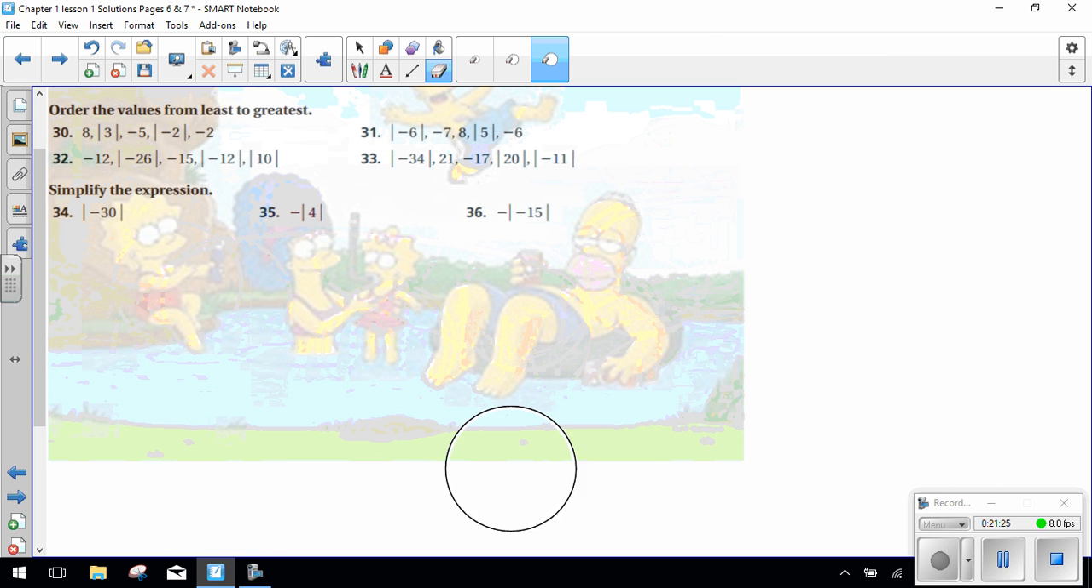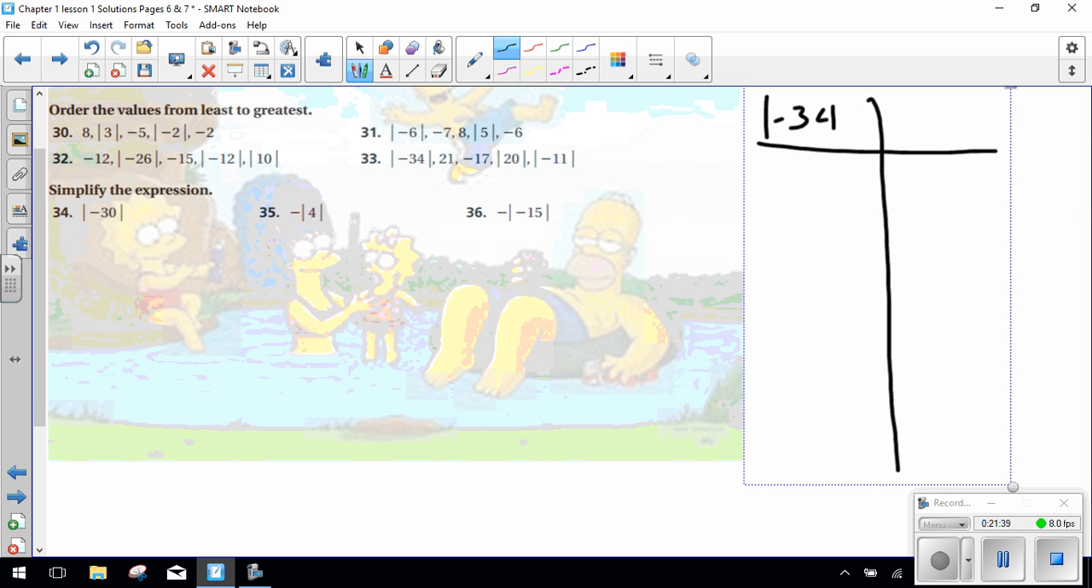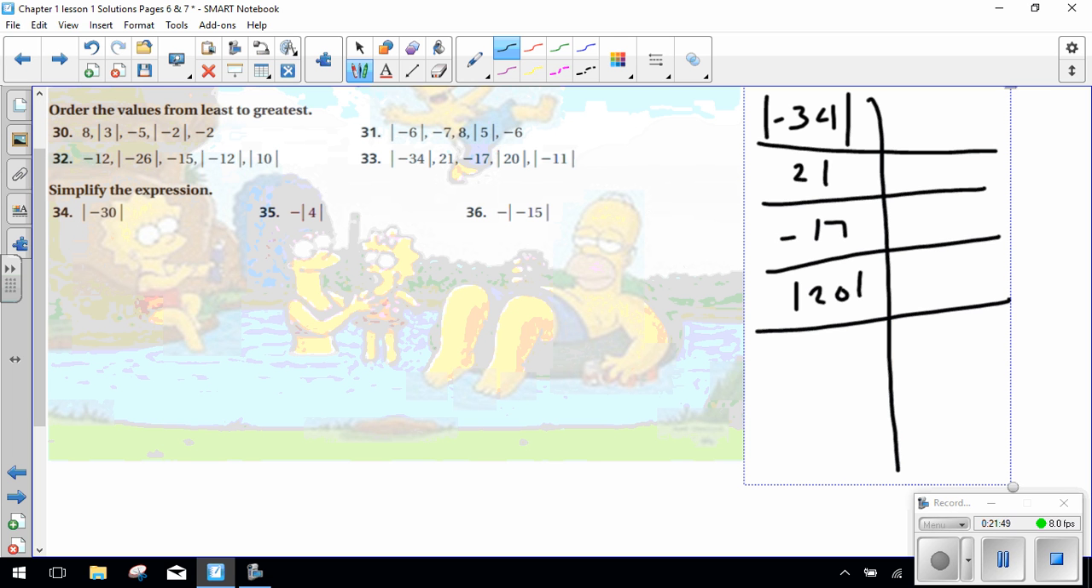All right, and finally, number 33. Well, not finally, but it's the last ordering question. We're going to make another T-chart. So we have absolute value of negative 34. We have 21. We have negative 17. We have absolute value of 20. You try to make these bars a little longer so they don't look like numbers. And the absolute value of negative 11.